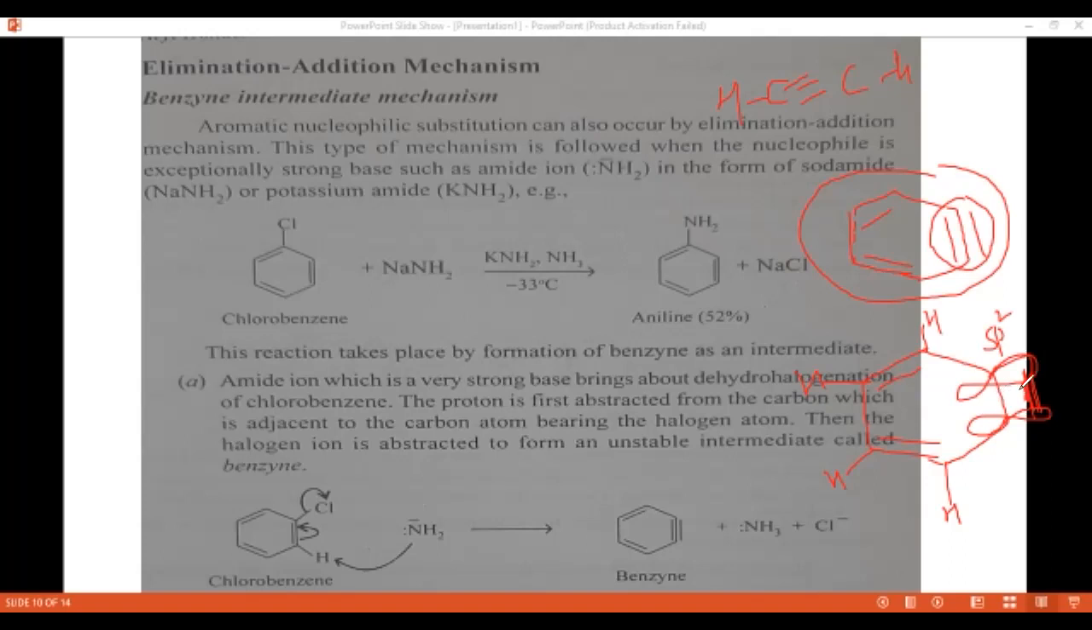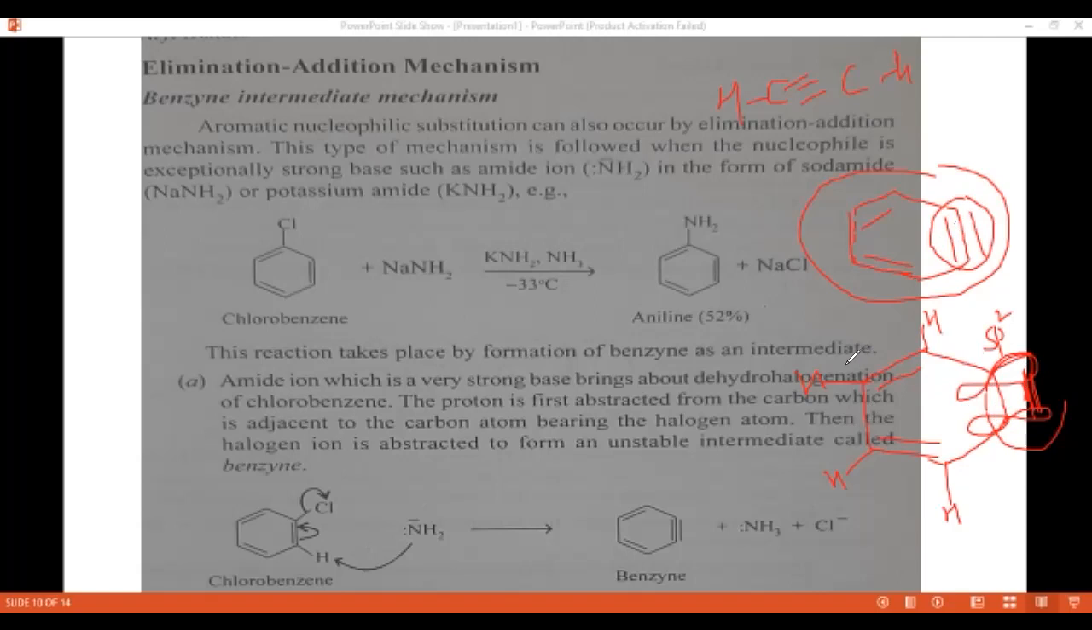Since the sidewise overlapping is not very good, the new bond is weak, and hence benzyne is a highly reactive molecule. The sidewise overlapping of the sp2 orbitals of the two adjacent carbon atoms forms a pi bond outside the ring and out of the plane of the pi system of the ring. There are two pi bonds: one is outside the ring and one is inside the ring.